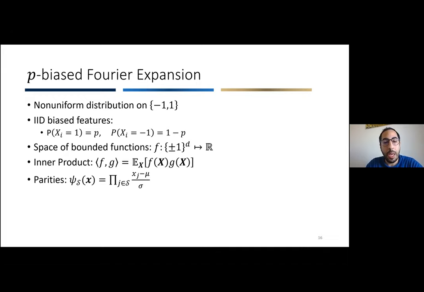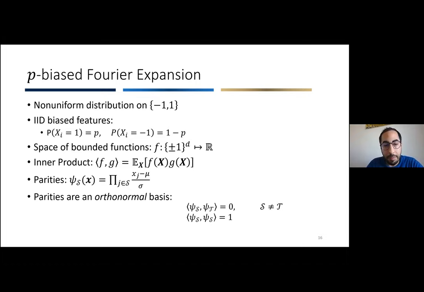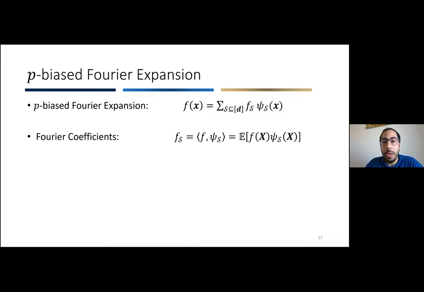And then we also have parities which are centralized and normalized, where mu is basically the mean, the expectation of a feature, and sigma is the standard deviation. And we also have this result that these parities form an orthonormal basis, meaning that if I take two parities, psi s and psi t, for different subsets s and t, then the inner product is zero. And if t is equal to s, then the inner product is one. And I can write the Fourier expansion for any function as this linear combination.